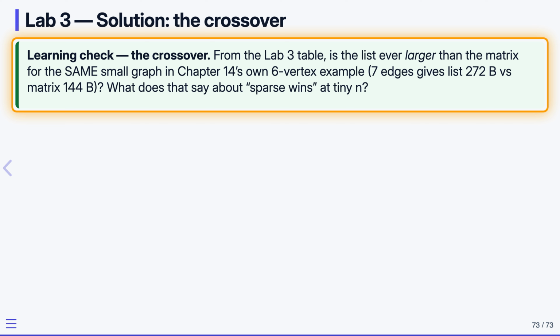One last learning check. In this chapter's own 6-vertex example, with 7 edges, the list comes to 272 bytes while the matrix is only 144. So can the list really be larger for the same small graph? Pause and think about what that says.